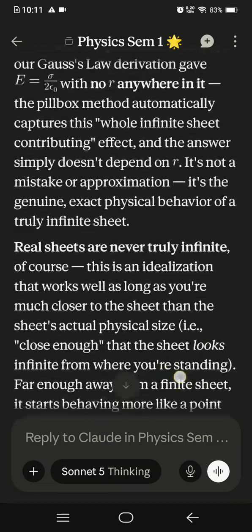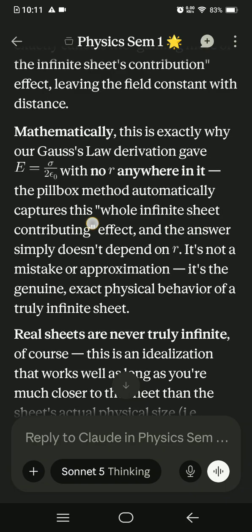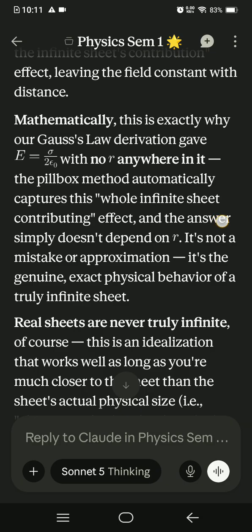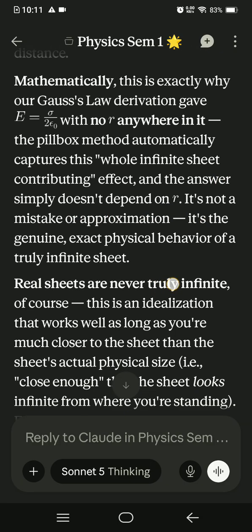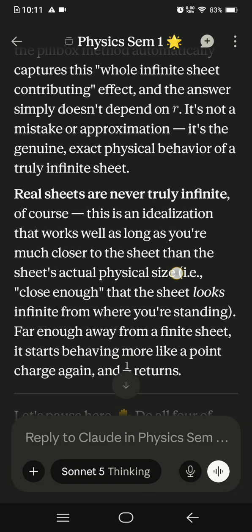And this is it. Mathematically, this is exactly our Gauss's law derivation. No r anywhere. The pillbox method automatically captures the whole infinite sheet contribution effect. The answer simply doesn't depend on r. It's not a mistake or approximation. It's genuine and exact physical behavior.